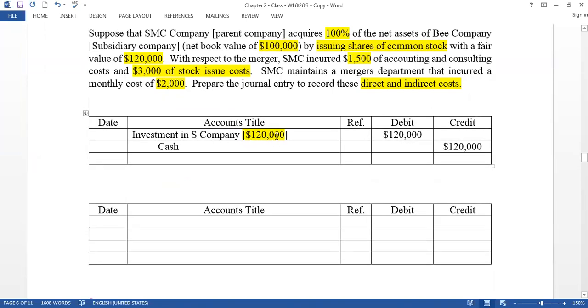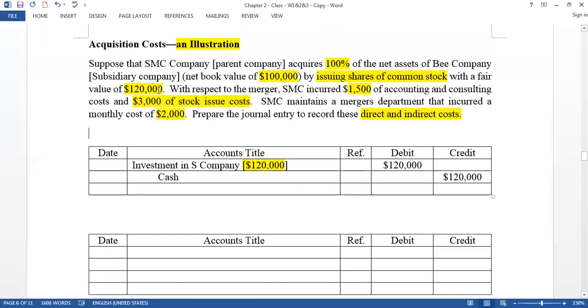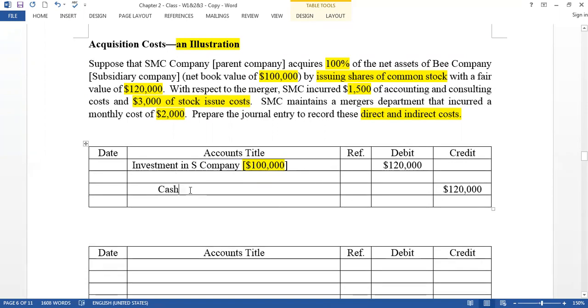So investment in S company debit. Your investment is $120,000 here. You are going to buy $100,000 investment, right? But you are going to issue common stock. You are going to issue common stock.